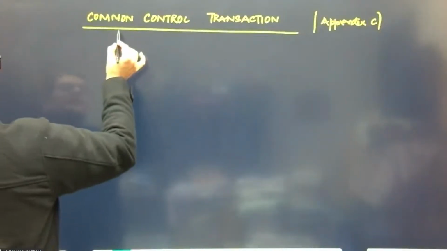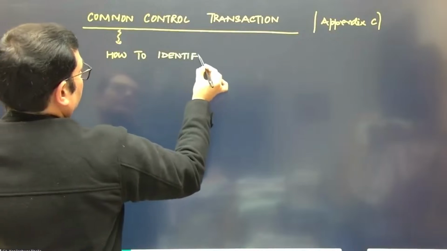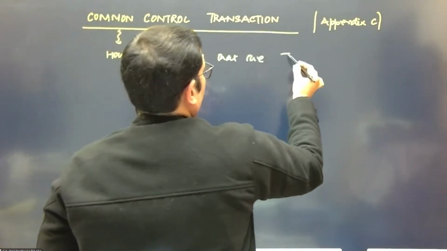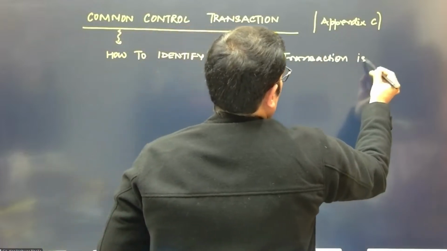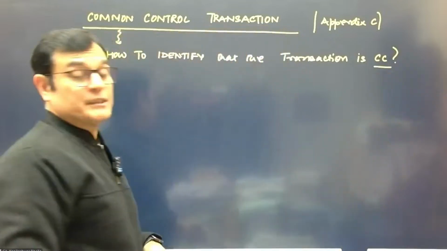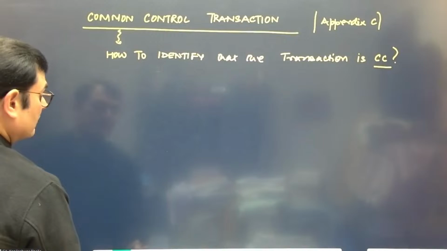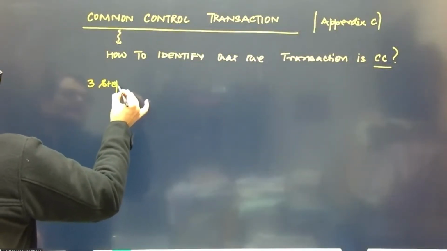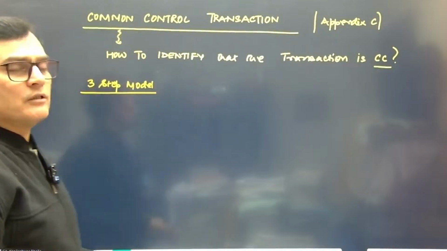So the first agenda is how to identify that the transaction is CC, common control. The first agenda is to decide how we identify that the transaction is supposed to be a common control, for which we're going to consider a 3-step model to evaluate whether it's a common control.